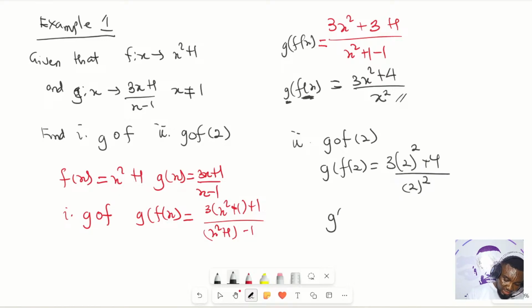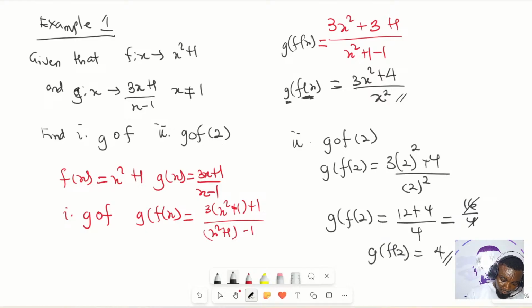So it means that g of f of 2 is equal to 2 squared gives us 4. 4 times 3 is 12 plus 4 all over 4. So it means that we'll have 16 all over 4. And that means that our g of f of 2 gives us 4.